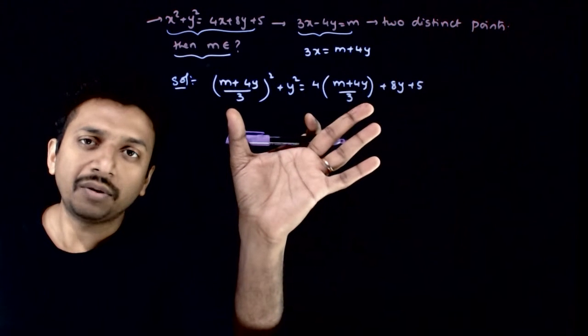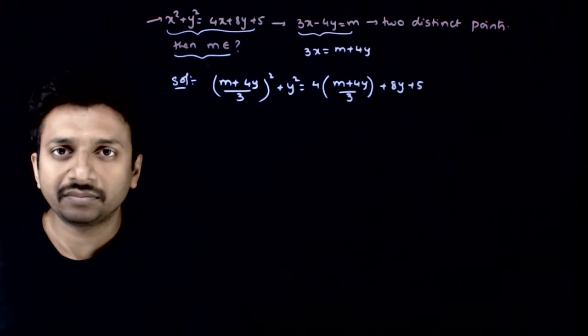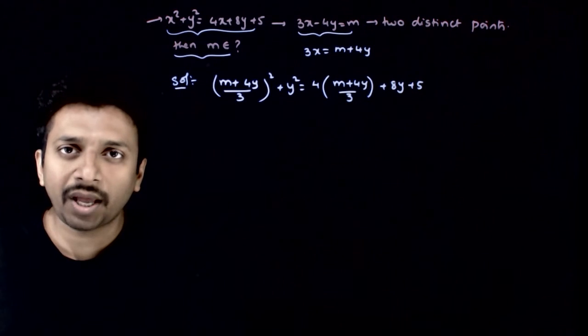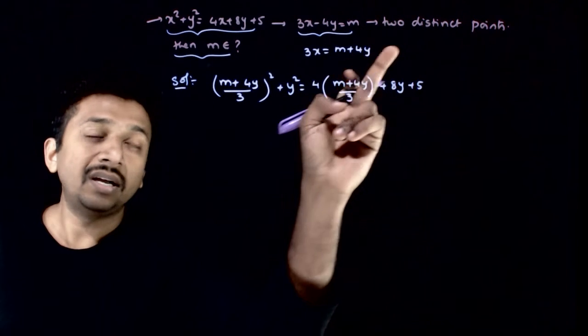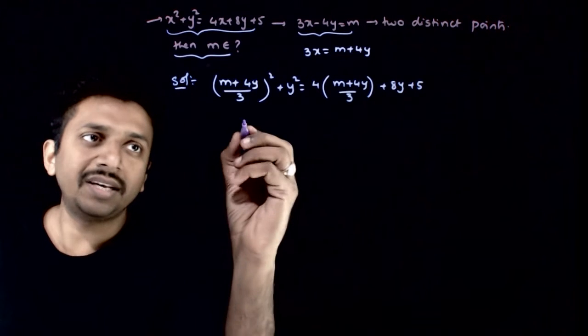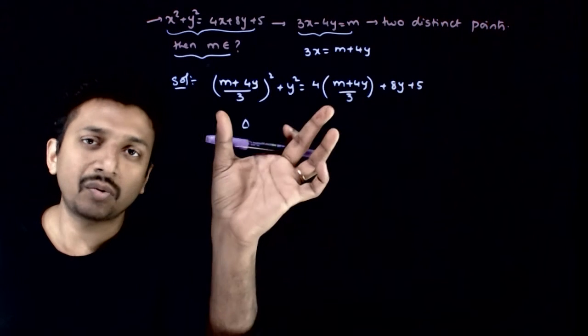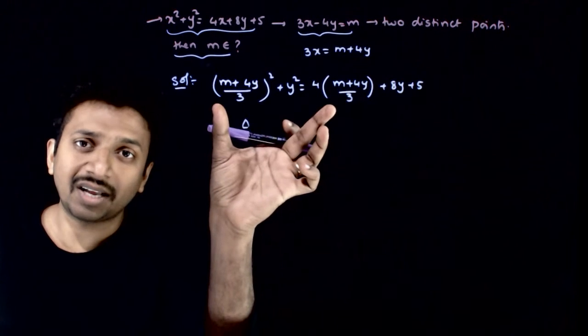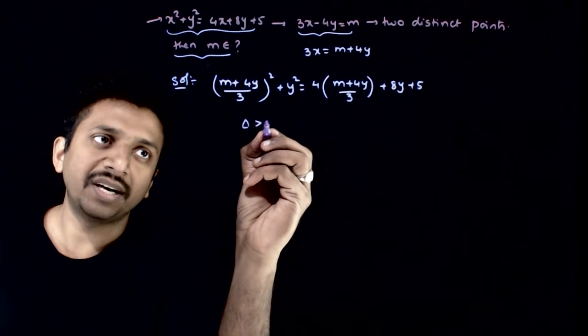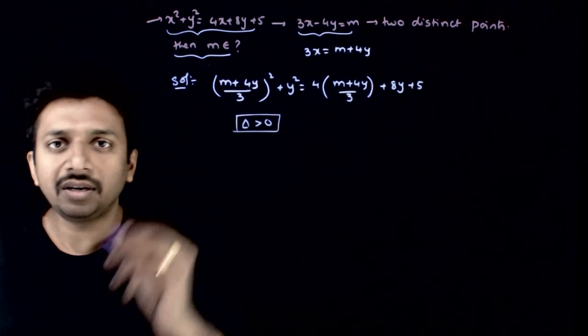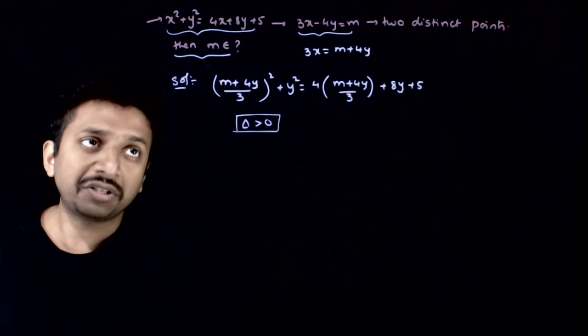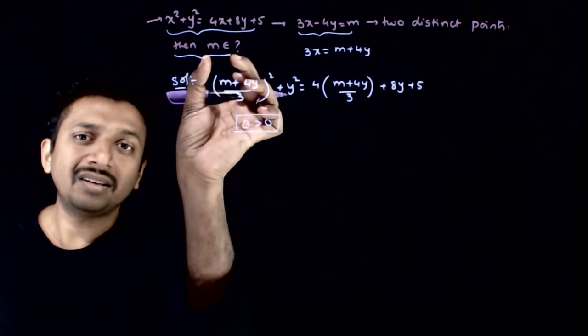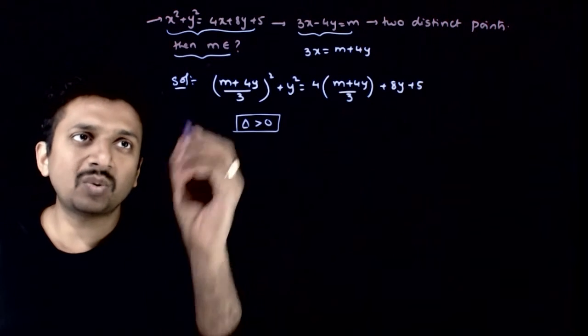So now you have a quadratic in y. If you expand this, you get a quadratic in y. For this to have two distinct solutions, the delta of this quadratic, after converting it to standard form, has to be greater than 0. That will be the condition, solving which you get the interval of m. So this is one way.